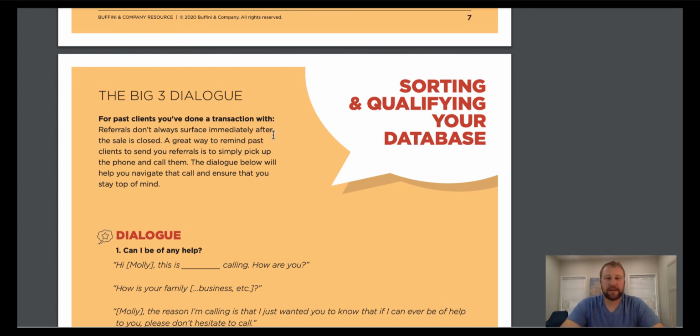Now they also use something called the Big Three dialogue. This is going to be for clients that you have an established relationship with, so you're not going to use this for somebody that you just met. This is going to be more for your established contacts. If they're in your database and maybe they're a C, you could definitely try to use it for that.